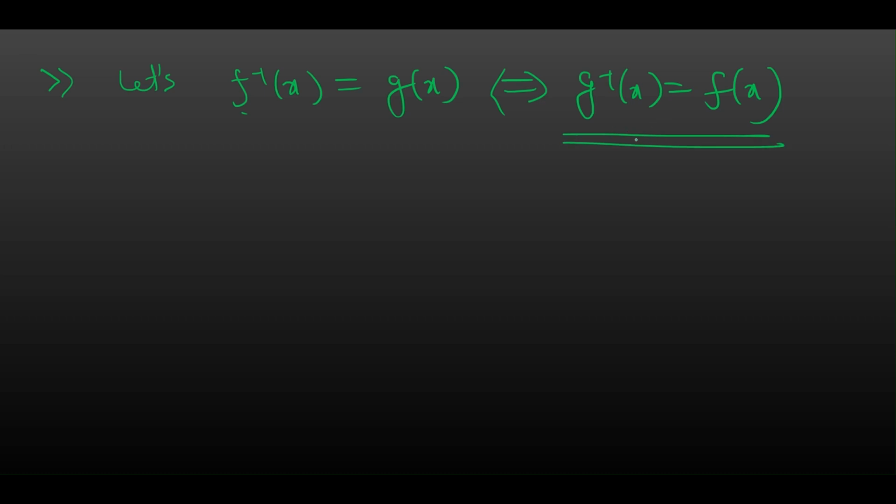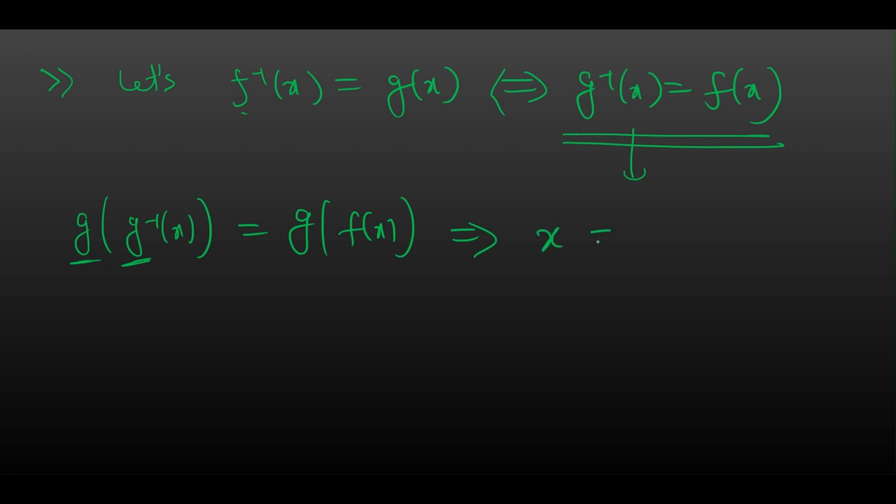What we can do here is apply the function g or f, any function that you want, on both sides. I'm going to apply the function g. So we will get g of g inverse x equals g of f(x). Let's try to solve it. G of g inverse, these two functions are basically going to cancel out each other. We will get x. And here we have g of f(x). Right? So g of f(x) is equal to x.